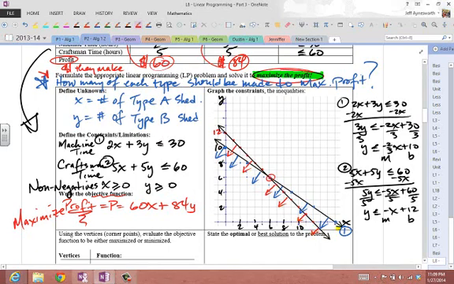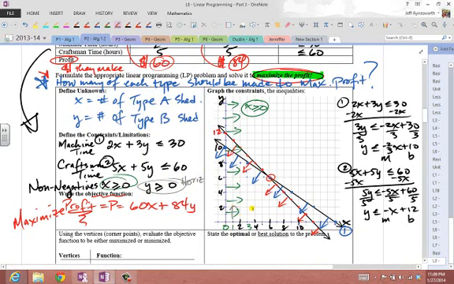Now for your non-negative constraints, x greater than or equal to 0 is always a vertical boundary line. All x values greater than 0 are like 1, 2, 3, 4, and so on to the right. The horizontal boundary line here is a horizontal one.